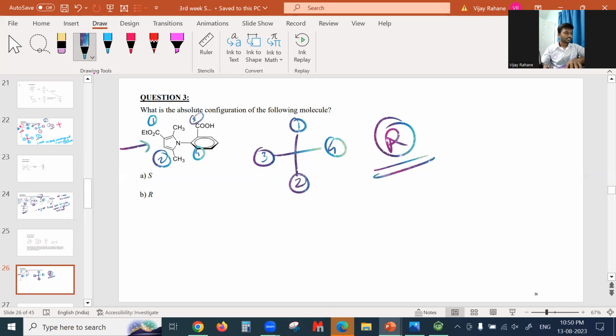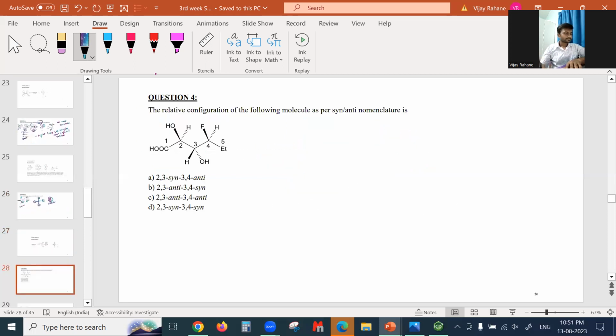So the correct compression is the R compression. So option B is the correct option, right? The next question is the relative configuration of the molecule as per syn anti nomenclature. So we just need to give the answer according to the syn anti nomenclature, right? So here we need to give the nomenclature according to syn and anti.